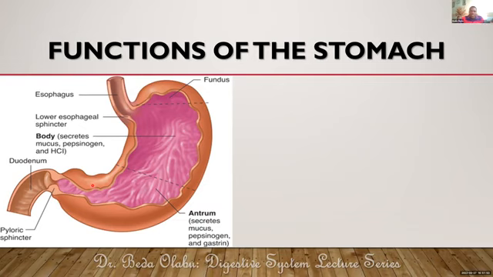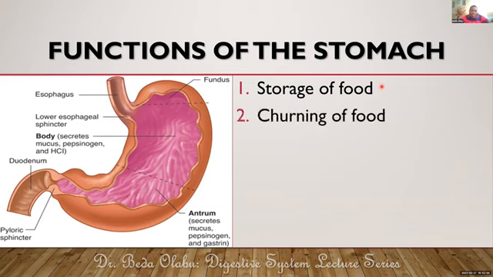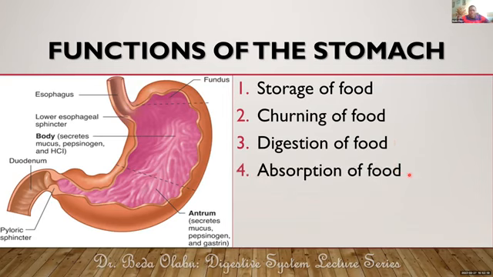So what are the functions of the stomach? We can state that the stomach is a site for storage of food for about 3 to 4 hours. It's also important for churning, mixing of food, basically. There's some food products which are digested in the stomach. Basically, digestion begins in the stomach, but mainly continues in the duodenum. Some food substances can also be absorbed in the stomach.